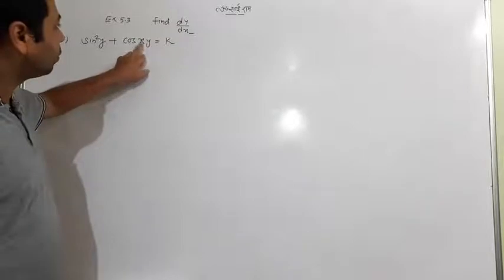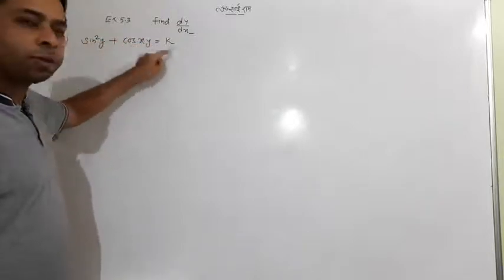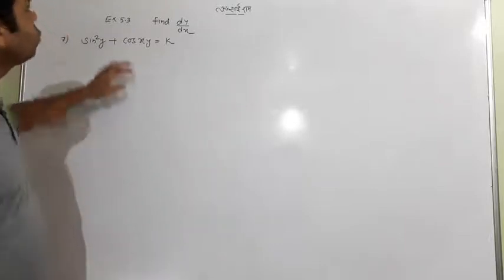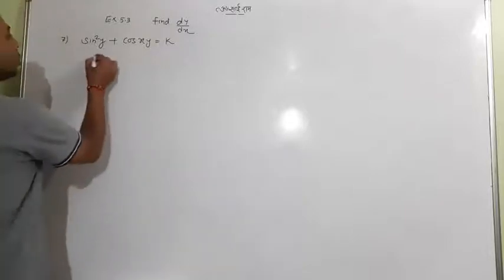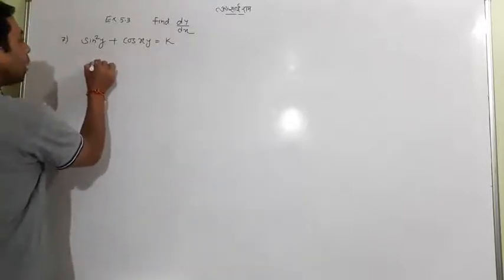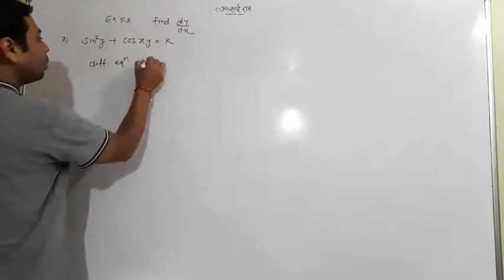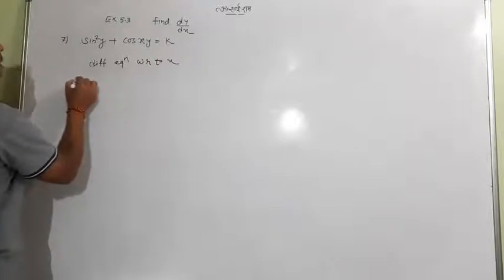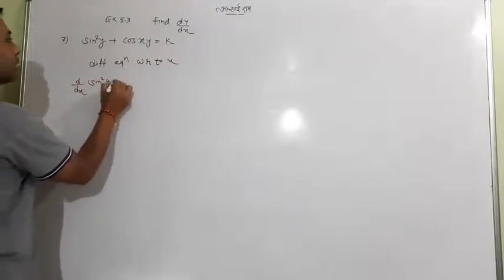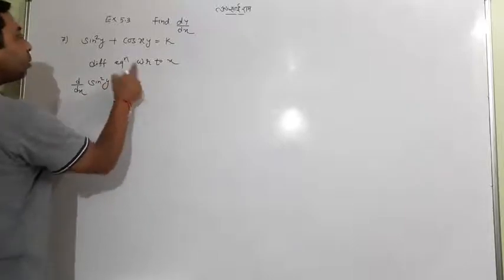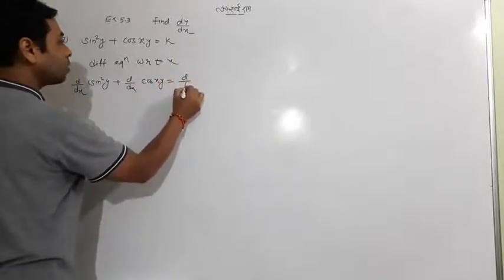Y is mixed here with the x. This is a complicated equation where y cannot be found easily. So we want to find the value of dy by dx. How is it done? First you have to differentiate the equation with respect to x. Simply writing, d by dx of sin square y plus d by dx of cos xy, because it is a plus sign there, I separated them, equals d by dx of k.